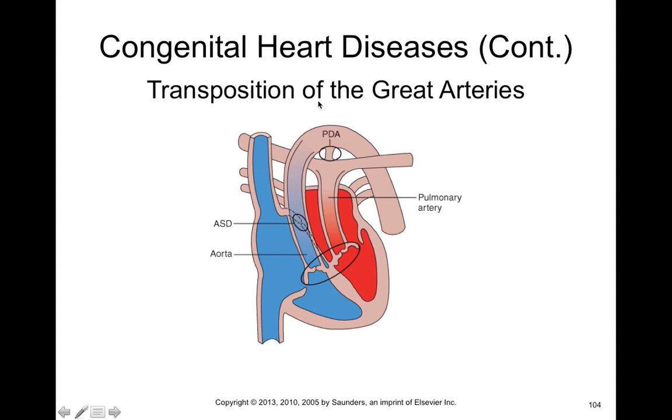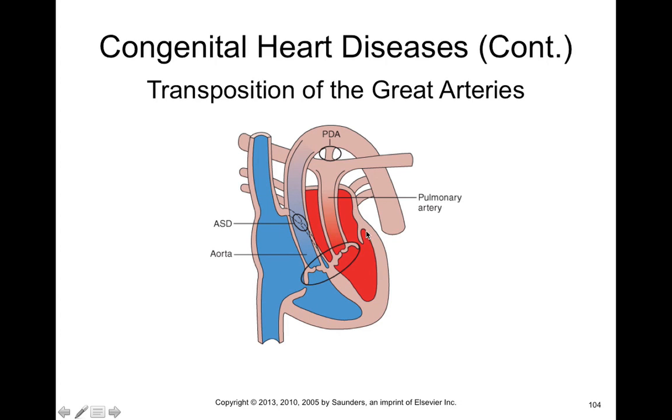Now, transposition of the great arteries occurs when essentially the pulmonary trunk and the aorta get switched. So what we see here is that the right ventricle is now connected to the aorta, and the left ventricle is now connected to the pulmonary trunk. Due to this transposition, or swapping of these vessels, you end up with two uncommunicating circuits of your cardiovascular system.